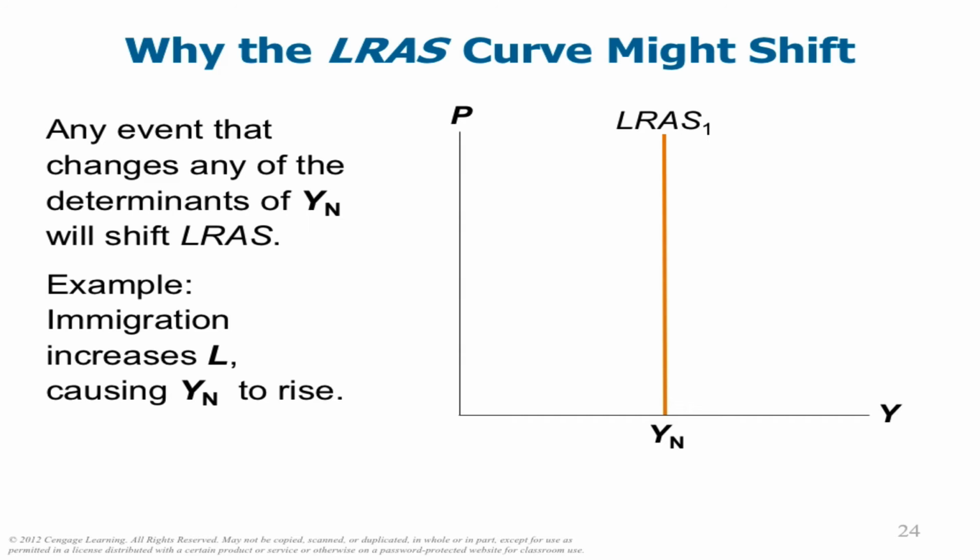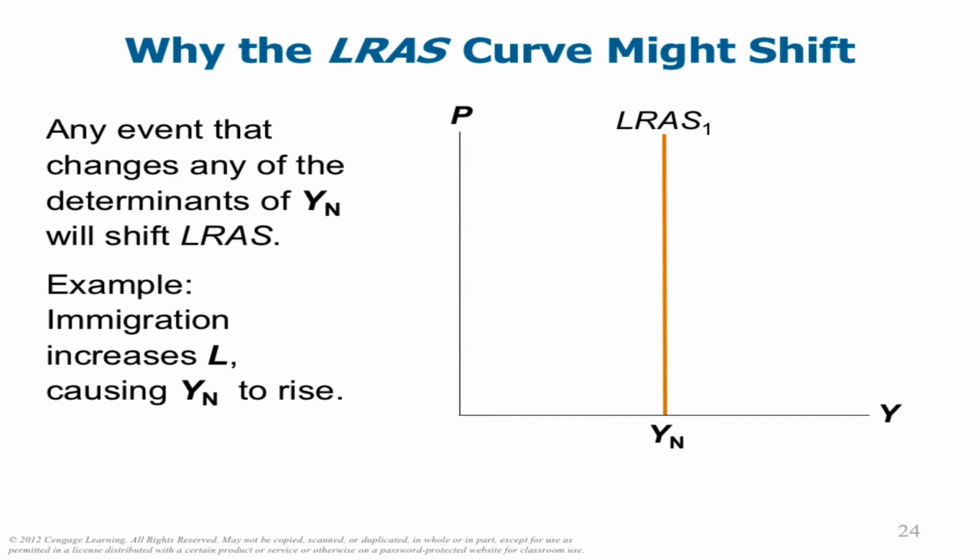Remember, the Y sub N is based on our capital stocks of labor, technology, natural resources, etc. So we add a whole bunch of labor. We open up our immigration policy and immigrants come in. That happens, what are we going to do to Y sub N? We're going to increase it. New technology becomes available, and now instead of just drilling for oil and natural gas, we're able to frack the crust and get more out. What happens to Y sub N?